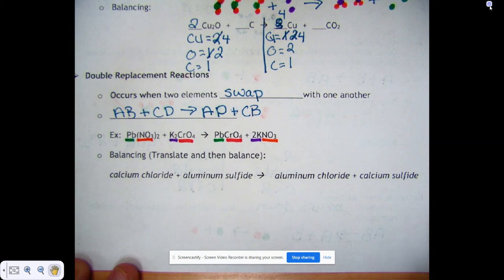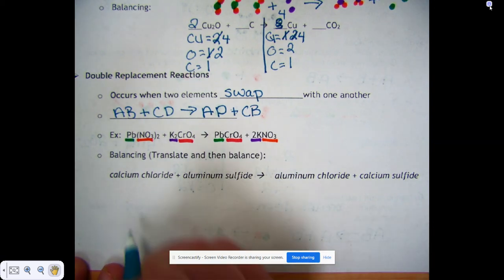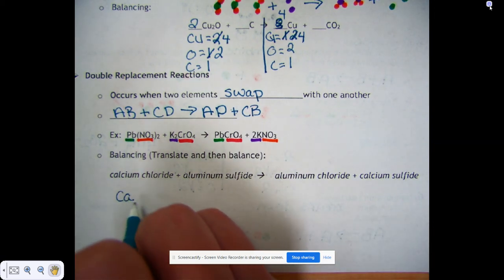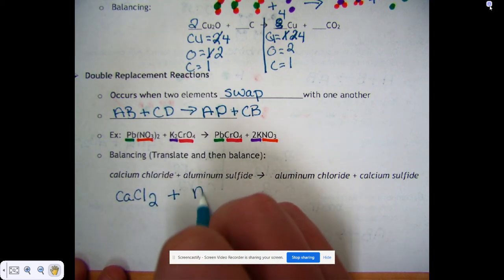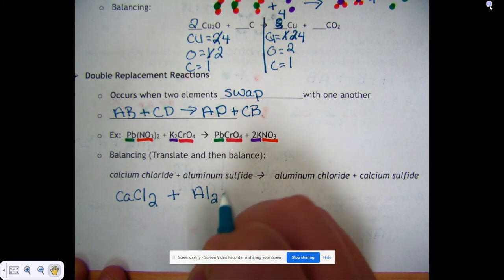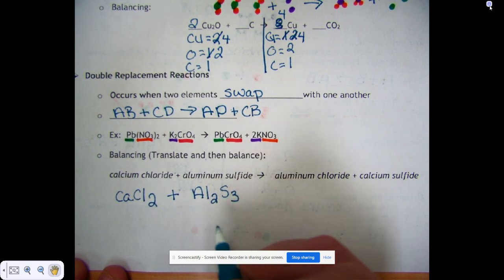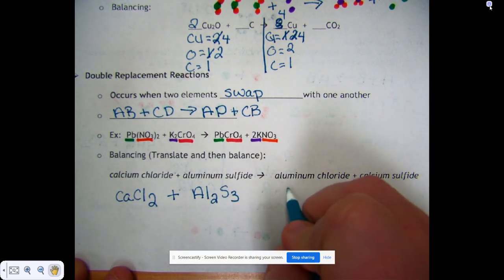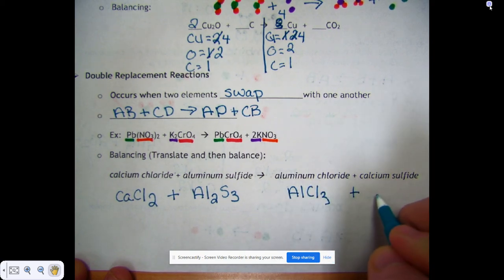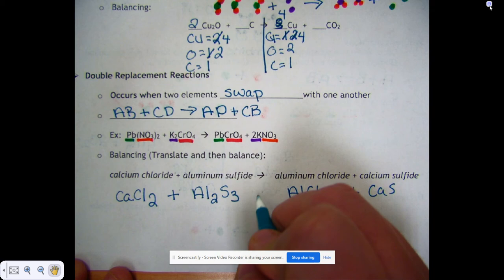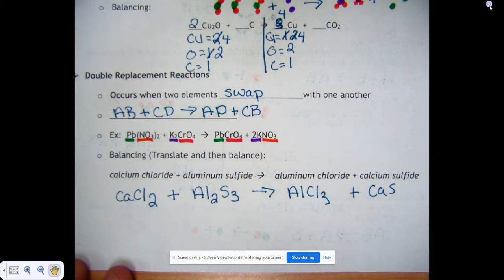All right, calcium chloride should be CaCl2 plus aluminum sulfide is Al2S3. Aluminum chloride is AlCl3, and calcium sulfide is CaS. Check yours. Should be right.